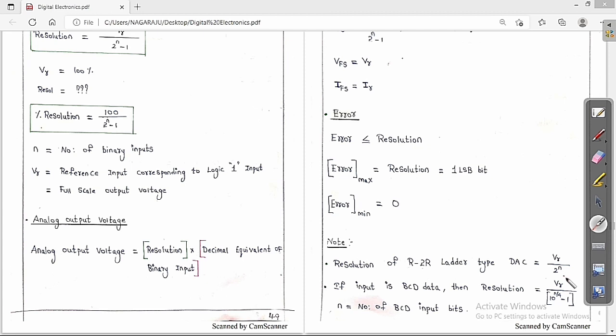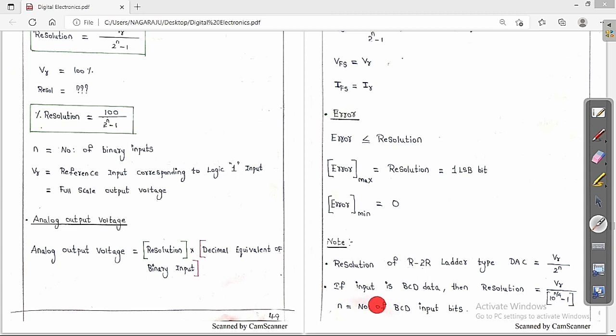If the input is BCD data, binary coded decimal data, then resolution is equal to VR by 10 to the power of n by 4 minus 1, where n is the number of BCD input bits. This is a very important point to keep in mind. These two formulas are very important because a lot of questions are asked on them, so I request you to remember these two formulas.